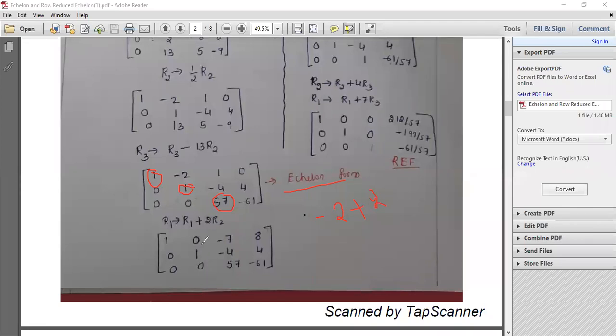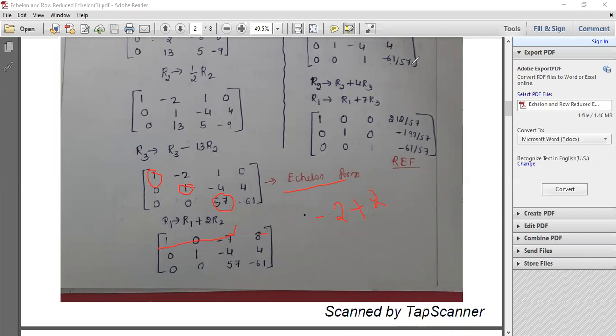Similarly, you can go ahead with the calculation with this also. That is 1 plus 2 times R2, that is 1 minus 8, you will get minus 7. And 0 plus 4 times 2, so you will get 8. So this is the change in R1, and the remaining I'm keeping as it is.